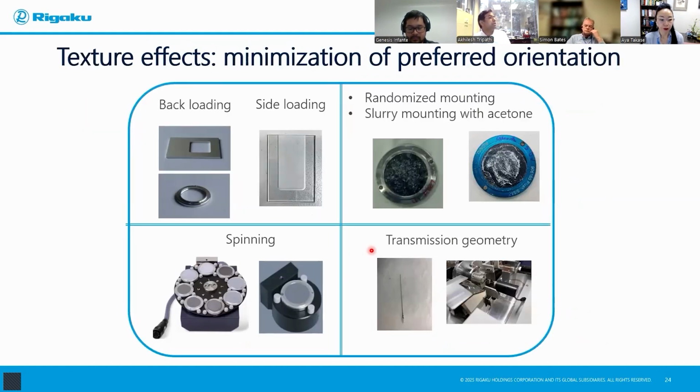One of them could be the textbook techniques, the well-known back-loading or side-loading, that were the earliest techniques. Nowadays, people use some other methods, such as you can make a slurry and let the slurry slowly crystallize so that the crystals have all possible orientation on a zero background flush holder. That is easily possible because you have these zero background flush holders.